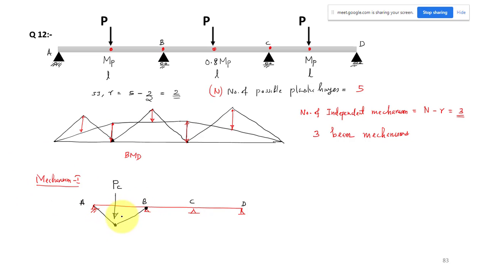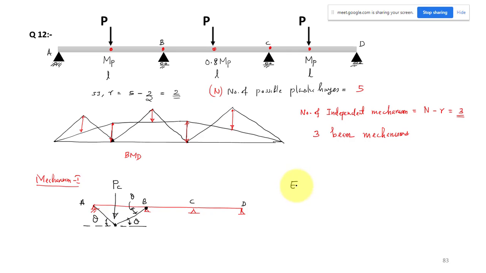For this mechanism we can easily solve it using the upper bound theorem. This angle will be theta. This angle also will be theta, because this plastic hinge will be forming at the midspan. It will be at the midspan because below the concentrated load we will have a plastic hinge, where there is the peak moment. So this will be the mechanism.